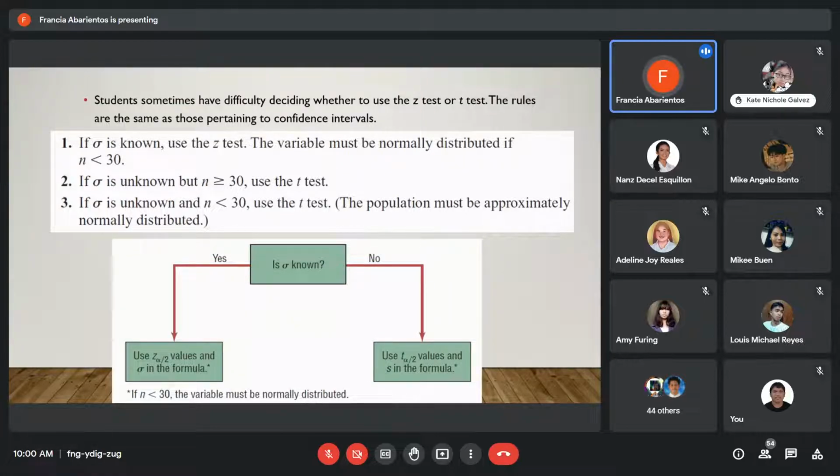Okay. So students sometimes have difficulty deciding whether to use z-test or t-test. The rules are the same as those pertaining to confidence intervals. Ayan. So this is now the different parameters or conditions kung ano yung gagamitin mo. If your population standard deviation is known, use z-test, and the variable must be normally distributed if n is less than 30. If your population standard deviation is unknown and n is greater than 30, use z-test. If your population standard deviation is unknown and n is less than 30, use t-test. Okay. So you will make use of this if it is a yes or a no.